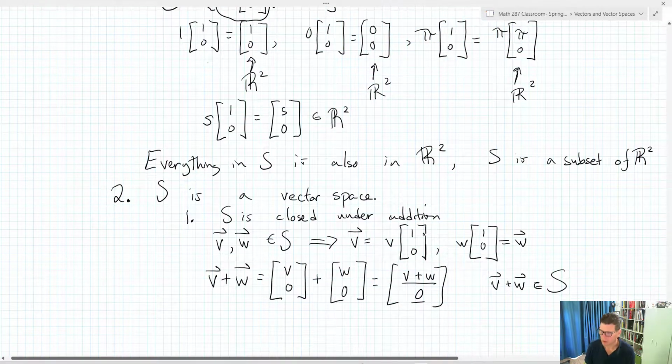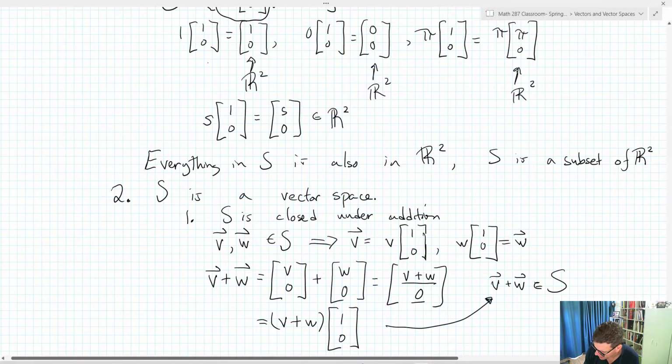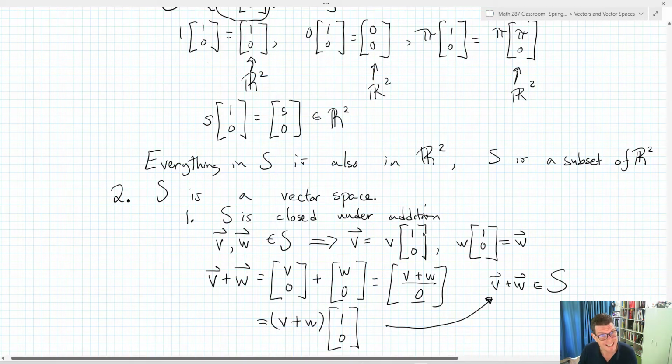Or some scalar over 0, right? They're going to equal, and remember this property, V plus W times 1, 0. See that? There it is. That's our definition for S. So hence, they both belong to S. And so what we say is that S ends up being closed under addition. If I take two arbitrary vectors, V and W, and I add them together, do I get another thing that's actually in S? And the answer is yes, I do.